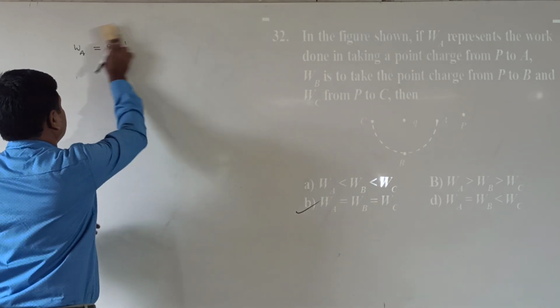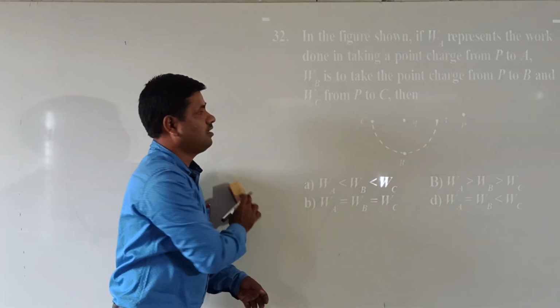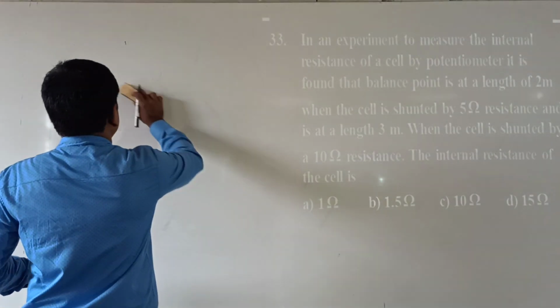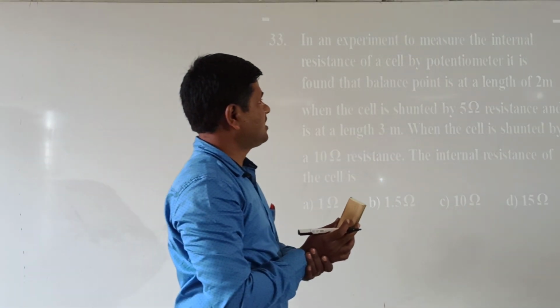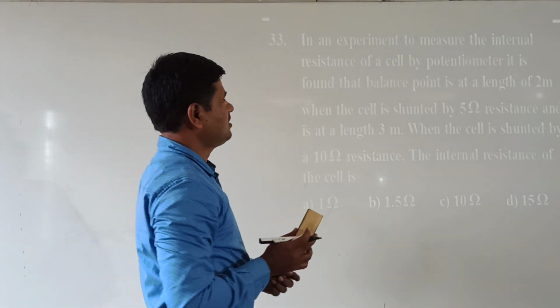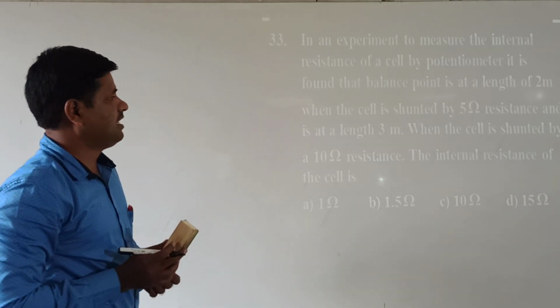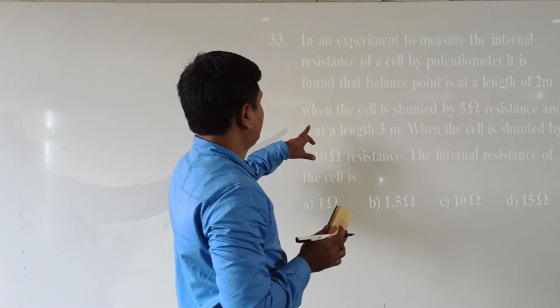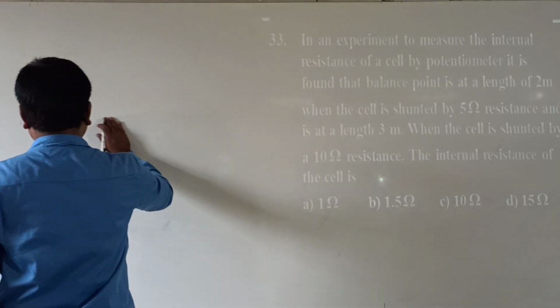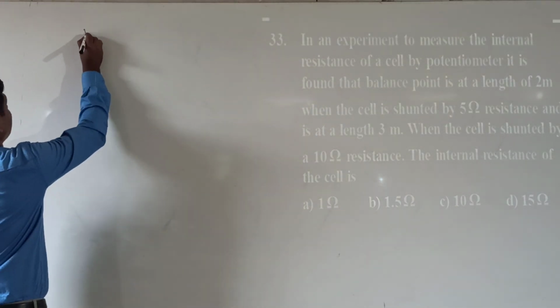Next we move to question number 33. In an experiment to measure the internal resistance of a cell by potentiometer, the balancing point is found at length 2 meter, when the cell is shunted by 5 ohm resistance. Now we know the general formula, V is equal to IR.